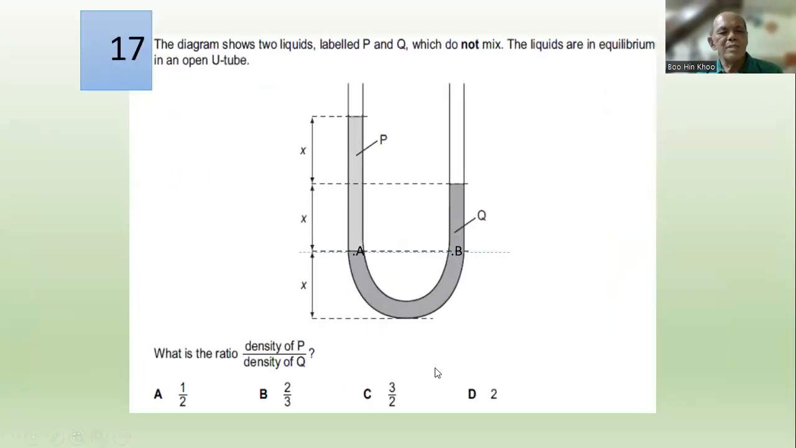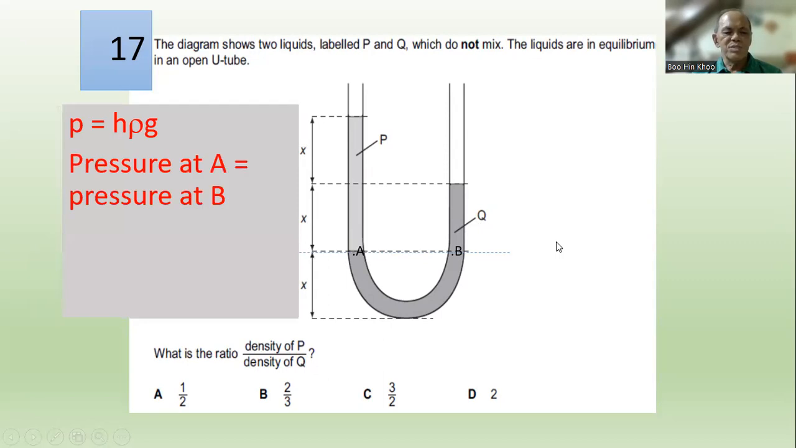Diagram shows two liquids labeled P and Q, which do not mix. The liquids are in equilibrium in an open U-tube. What's the ratio of density of P to density of Q? Take the same level here, not here, because that is where they separate the liquids. This is mercury. This one is liquid P. This is liquid Q.